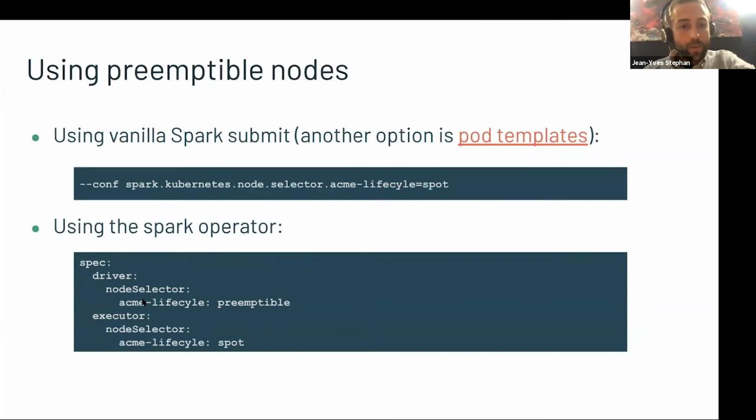So let's look at the example with the Spark operator. You could say, I want my driver to be on a preemptible machine. Well, I think this should say on demand, and I want my executor to be on spot. And that's how you would achieve this.